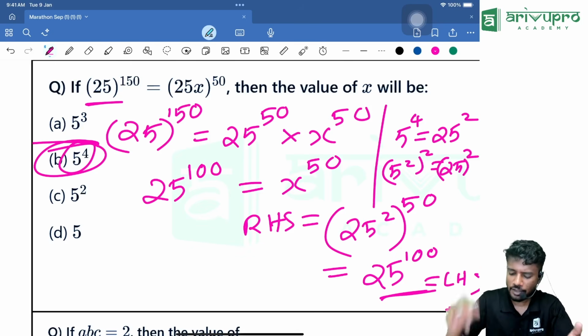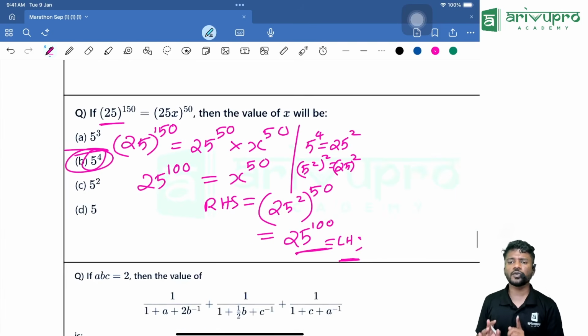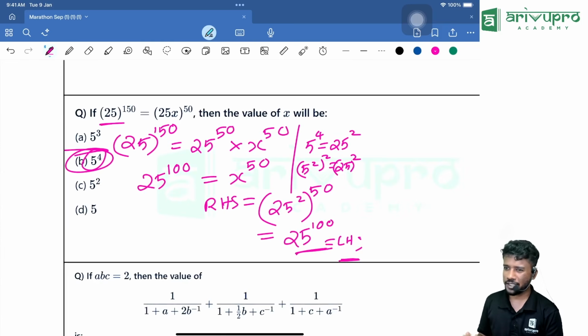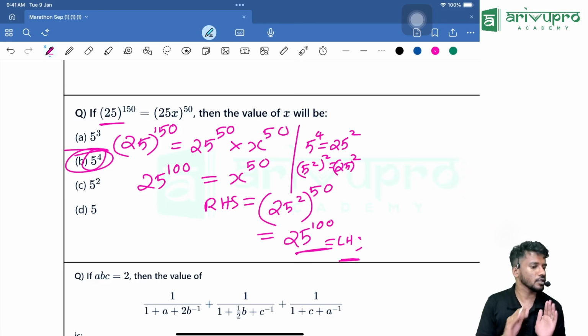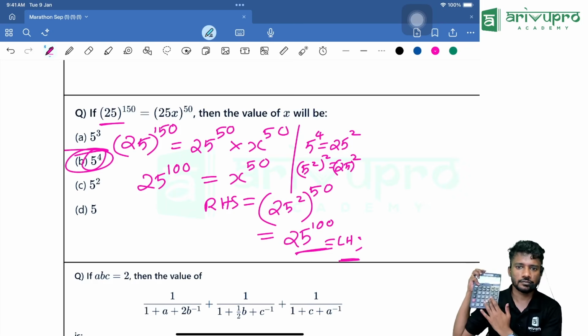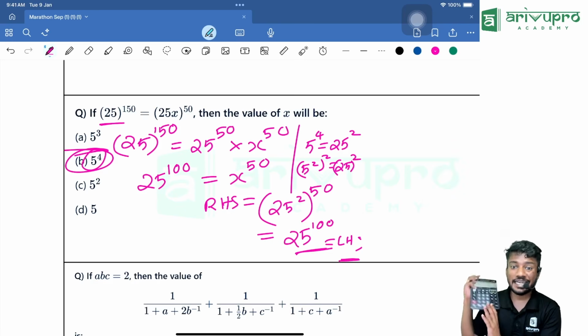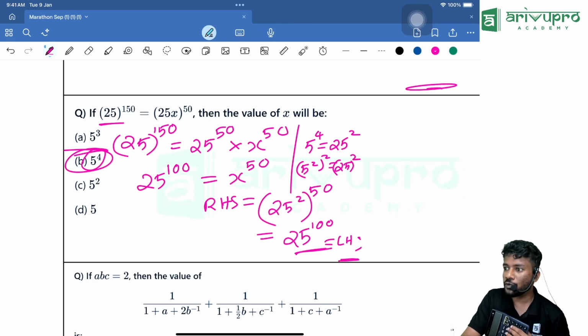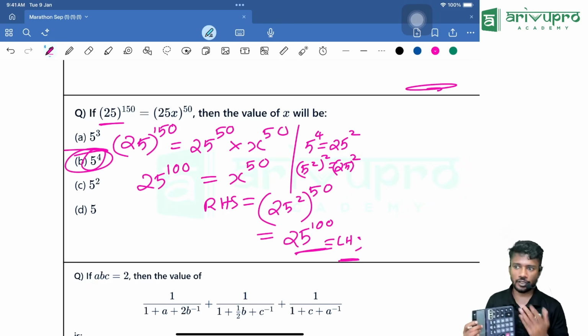Logically, it is correct. And one more thing: when you are doing questions inside the exam hall, your logic might not work all the time. I'm telling you, inside that tough situation, your logic might not work. That time, you need to use calculator. And never think too much, always write. When you write, your brain also will start working.